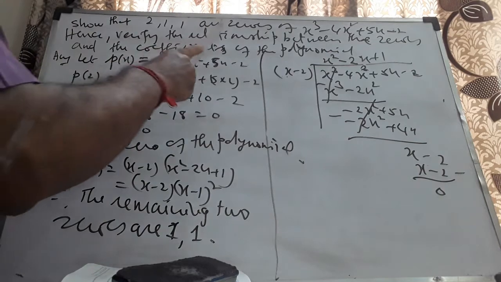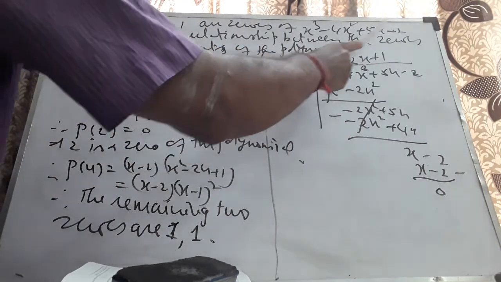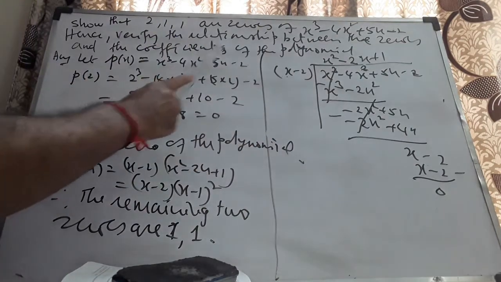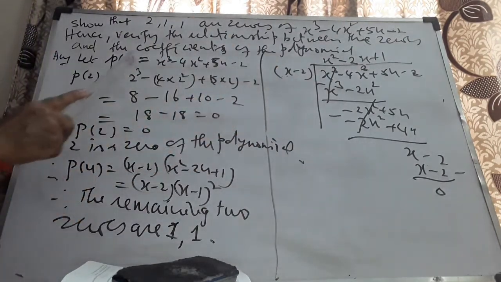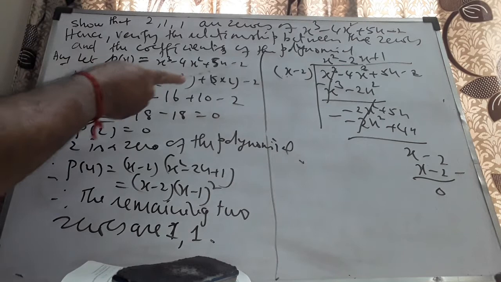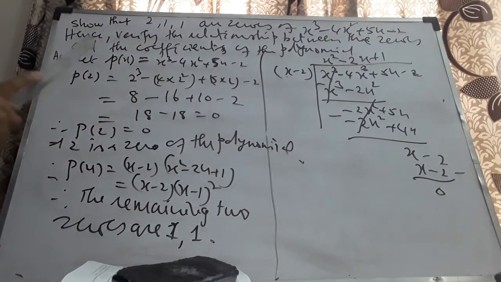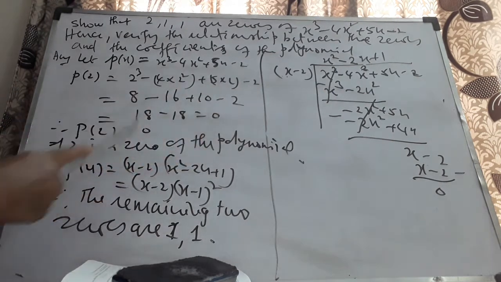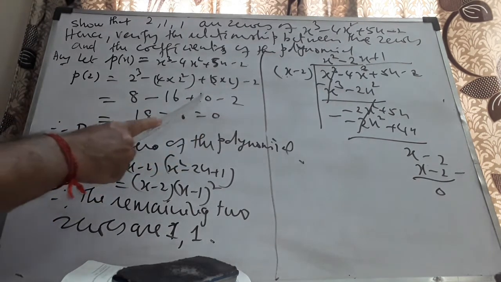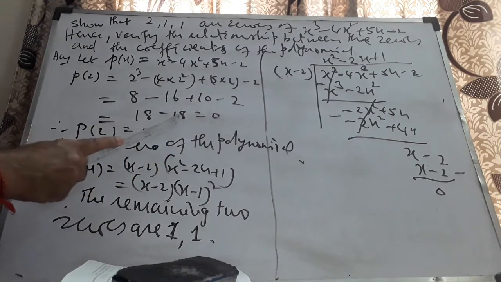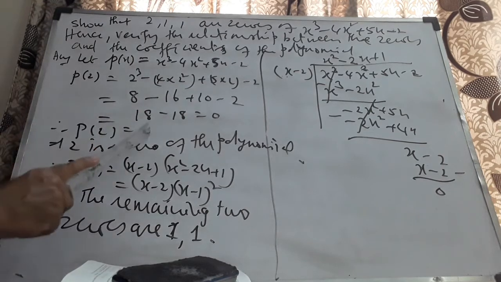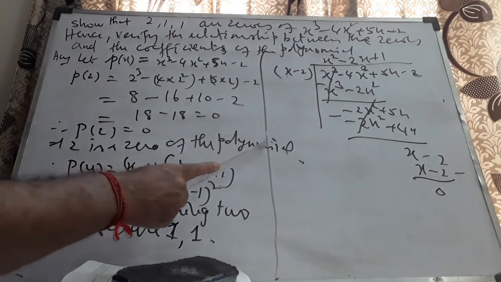Show that 2, 1, 1 are zeros of x cube minus 4x square plus 5x minus 2. Hence, verify the relationship between the zeros and the coefficients of the polynomial. I assume p of x equals x cube minus 4x square plus 5x minus 2. Let me substitute the value of x as 2. That's the meaning of finding p of 2. 2 cube minus 4 into 2 square plus 5 into 2 minus 2. 8 minus 16 plus 10 minus 2. 10 plus 8 is 18, minus 16 minus 2 is 18. p of 2 is equal to 0, and so 2 is a 0 of the polynomial.